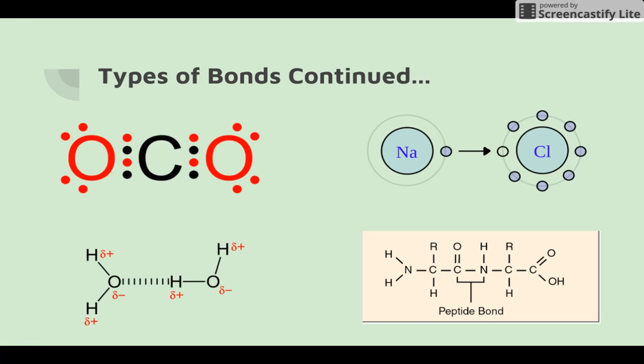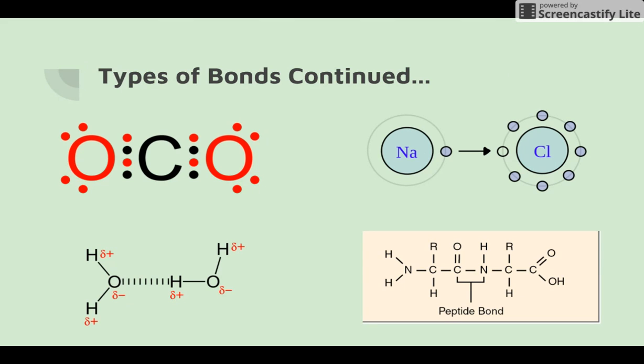So if we look at this example here, sodium chloride, which is table salt. Table salt is a perfect example of an ionic compound. Sodium is going to donate one of its electrons to chlorine, and that is going to make sodium positively charged. And then donating that electron to chlorine is going to make the chlorine negatively charged.